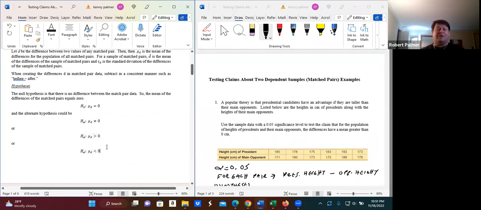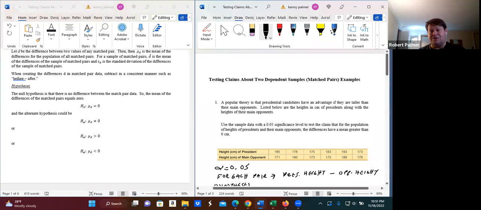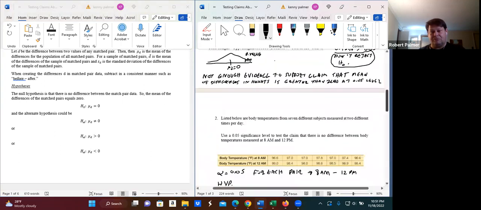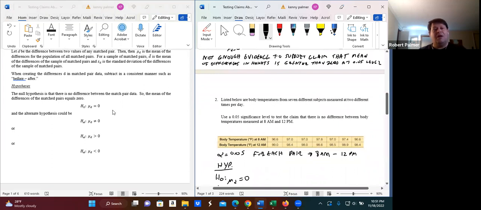If we think about before and after, like in the second example, that's the easiest way to think of it. Then mu of d being zero means there's no difference statistically. As we found in this example, we had mu of d not equal to zero for our alternate hypothesis. We found that that was statistically significant. There was a difference.